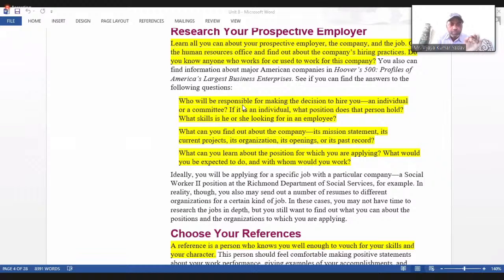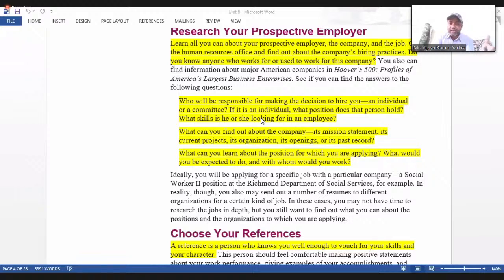So who will be responsible for making the decision to hire you? Who is going to make the major decision in order to employ you, in order to appoint you? Whose decision is final? What kind of person is he or she? So you must know about that. An individual or a committee? Is it an individual, or is it a committee?